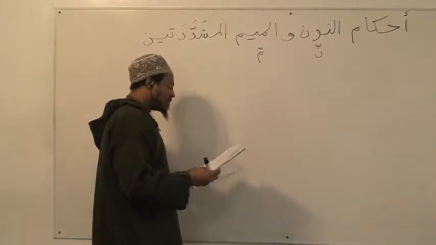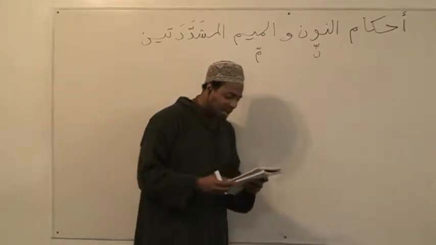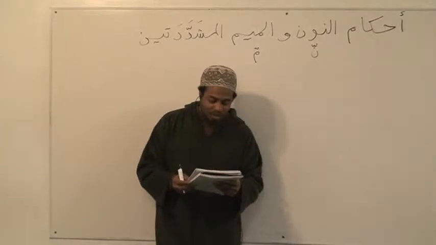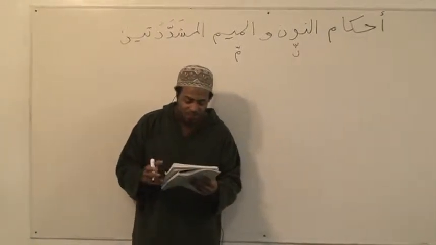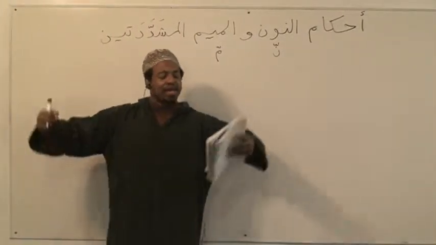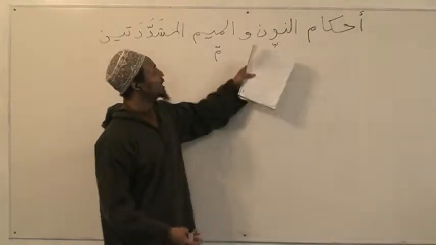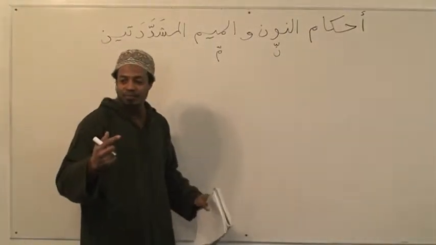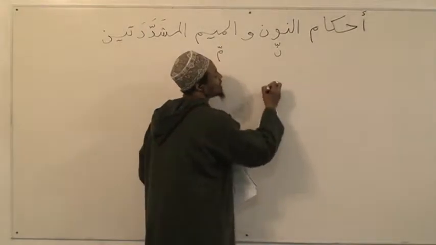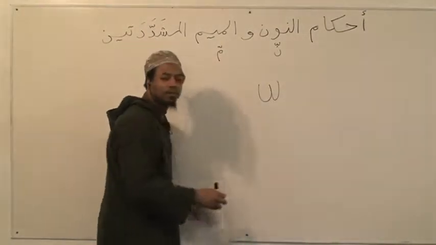In my notes, I have the noon and meem mushaddada, which is the noon and meem that comes with a shadda. A shadda is represented by a little W. That's what we're going to call it. They call it a little W. But actually, this sign right here, what does that come from?